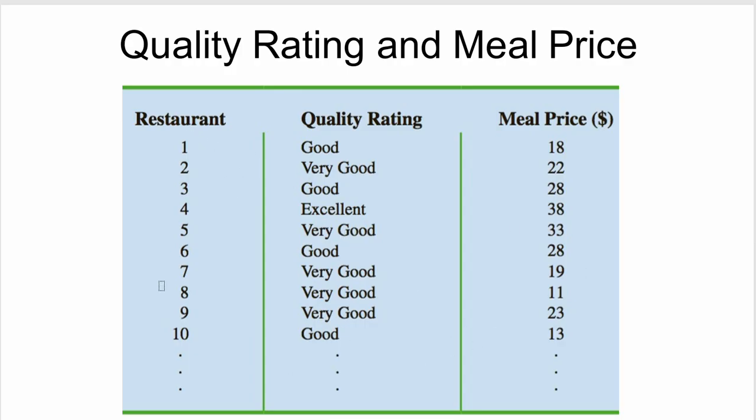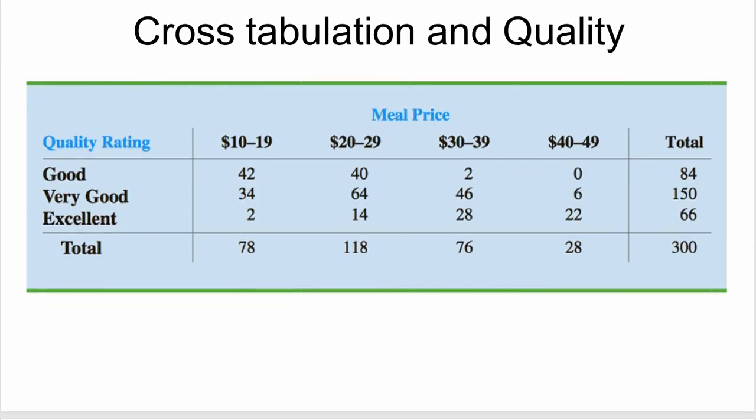So here we're looking at different restaurants, the quality rating for the food they serve, and the meal price. In this raw data format, it's a bit difficult to understand the different variables at play here. But we can transform this raw data set into a cross table form. Our cross table basically consists of two things: meal price and quality rating. This is called a 3 by 4 two-way table or a 3 by 4 cross table.